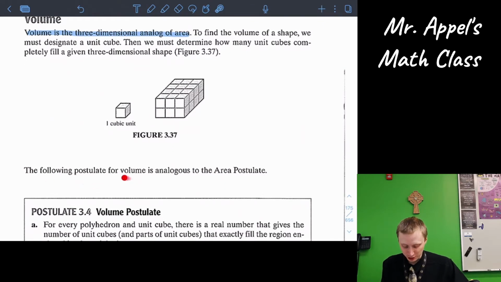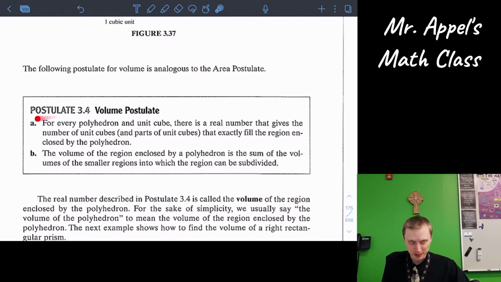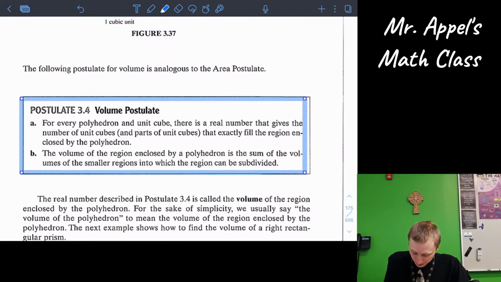So the following postulate for volume is analogous to the area postulate. And remember, a postulate is something like a definition. It's something we're going to have to accept as true and build off of further. It says, for every polyhedron and unit cube, there is a real number that gives the number of unit cubes and partial units of cubes that exactly fill the region enclosed by the polyhedron.